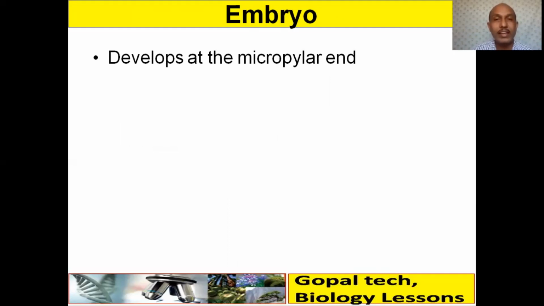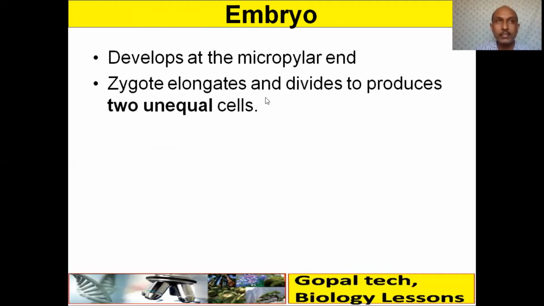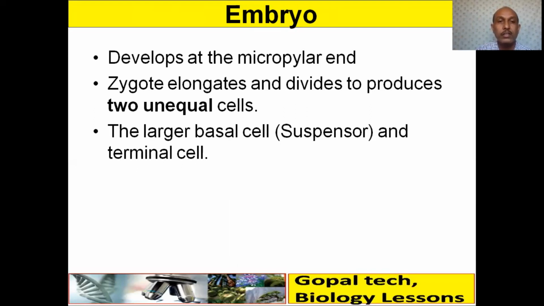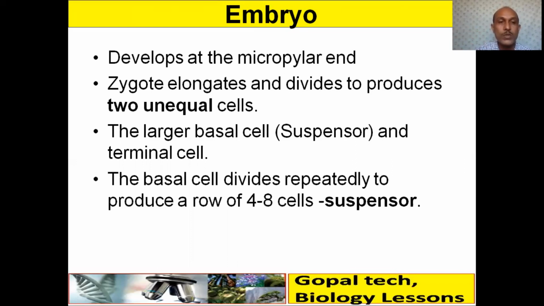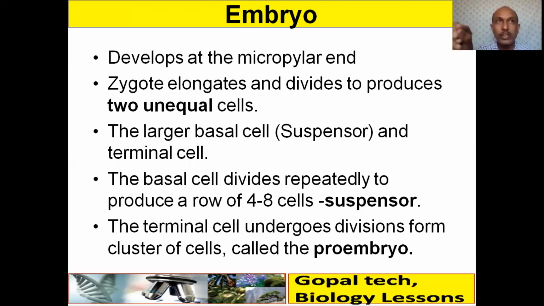Develops at the micropylar end. The zygote elongates, first it will become long, and divides to produce 2 unequal cells. The larger basal cell becomes the suspensor, and the terminal cell. The basal cell divides repeatedly to produce a row of 4 to 8 cells, and that we will call the suspensor. That will push the embryo towards the endosperm. The terminal cell undergoes repeated mitotic division and forms a cluster, a group of cells, and that is called the proembryo. That is, the beginning of the embryo is called the proembryo.